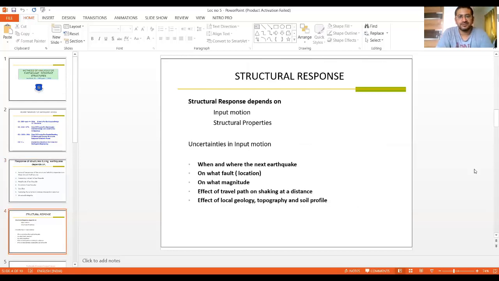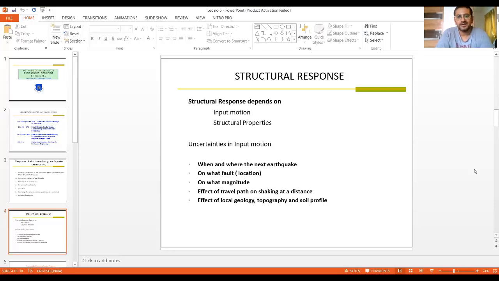Now, the structure response depends on two basic characteristics: first is the input motion, and second is the structural properties. When you talk about the input motion, we have certain uncertainties. What are these uncertainties? When and where the next earthquake is going to take place, we cannot predict. What is the intensity of this earthquake, we also cannot predict. On which fault line it is going to occur is also not under our control. What shall be the magnitude of the next earthquake is also very difficult for us to predict.